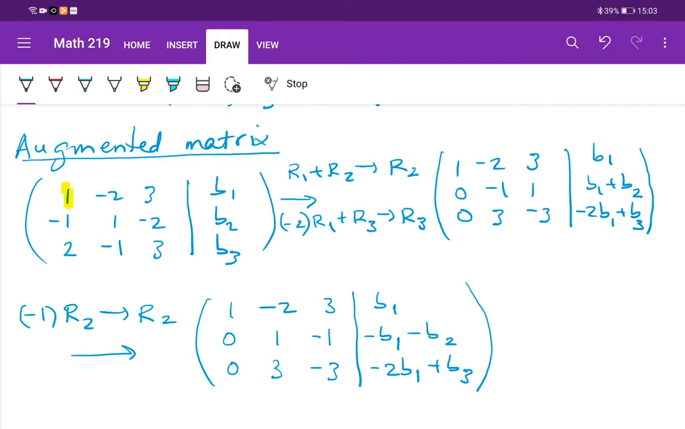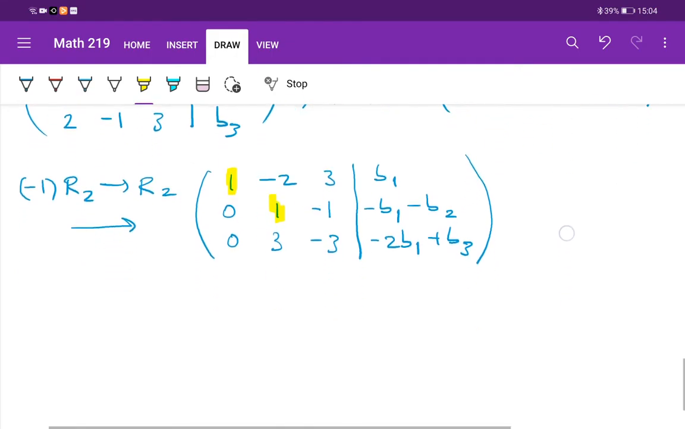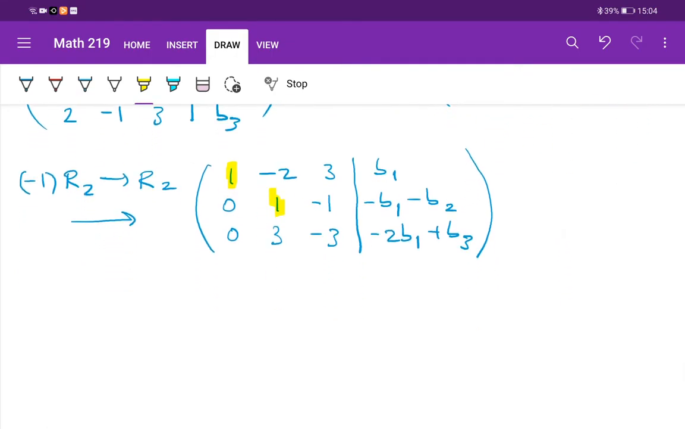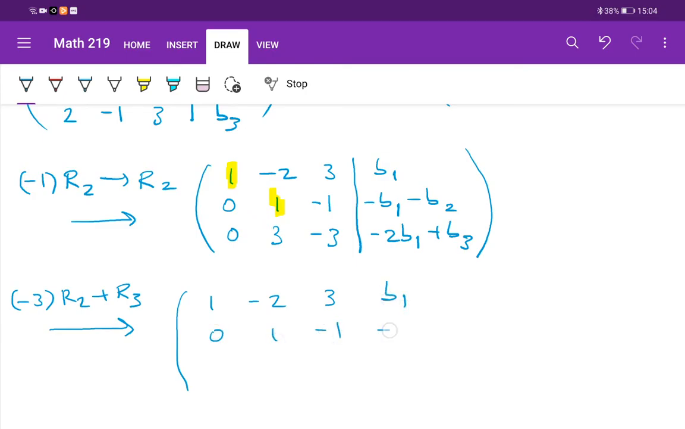Okay, so we have two leading ones here, and we want zeros below the leading one of the second column, of the second row rather. So we add -3 times row 2 to row 3. Row 2 is 0 1 minus 1 minus b1 minus b2, so that doesn't change.